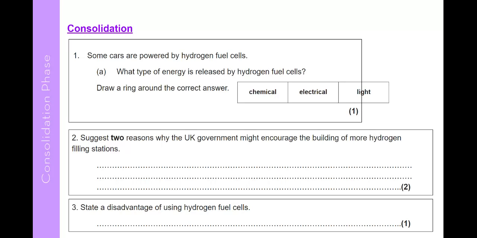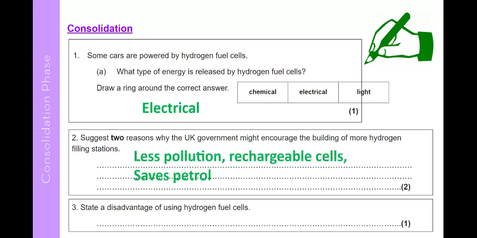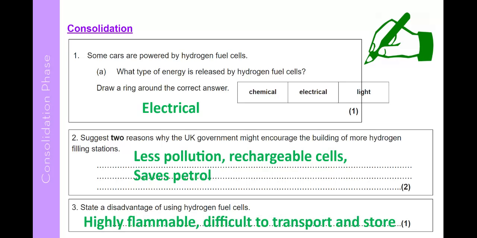Okay, so let's have a look at the answers. Some cars are powered by hydrogen fuel cells. What type of energy is released by a hydrogen fuel cell? It's electrical. 2 reasons why the UK government might encourage the building of more hydrogen filling stations. Less pollution, they're rechargeable cells, it saves on petrol or fossil fuels. And state a disadvantage of using hydrogen fuel cells. Hydrogen is highly flammable, it's difficult to transport, and it's difficult to store.